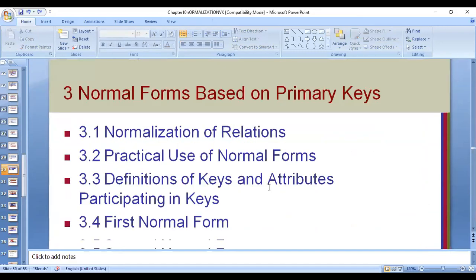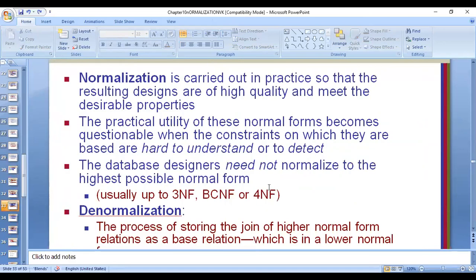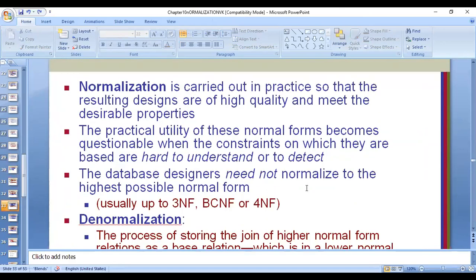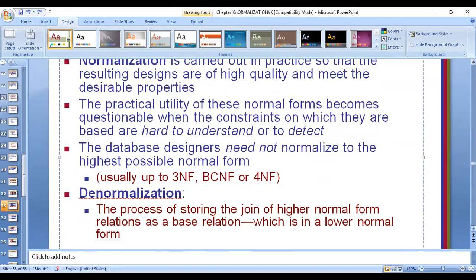Now, in contradiction to normalization, or you can say the reverse process of normalization, is called denormalization. Sometimes, rarely, this definition is asked. What is denormalization? The process of storing the join of higher normal form relations as a base relation.